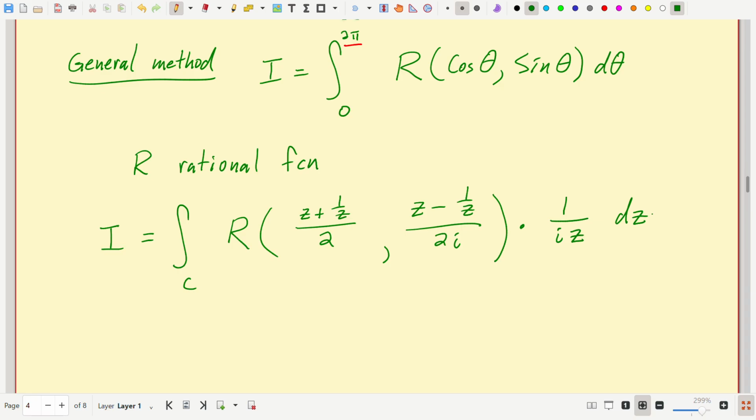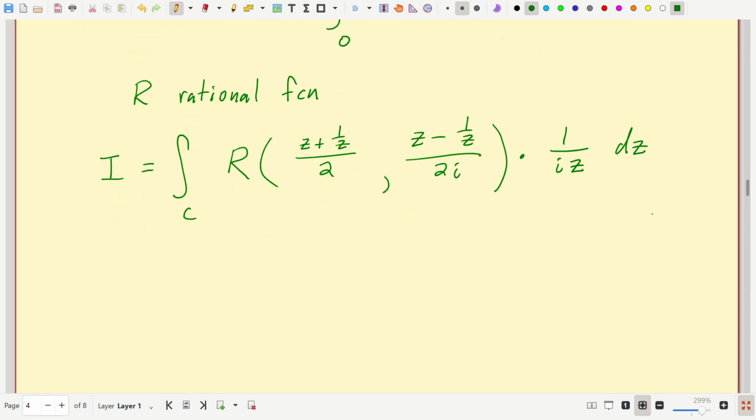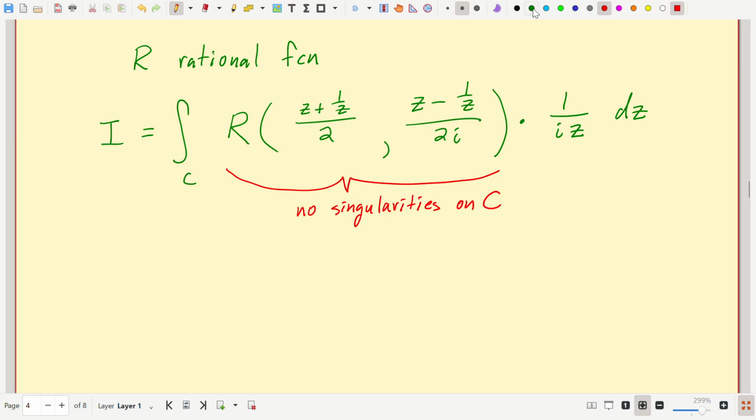And so if this has no singularities on the unit circle, which often it doesn't, it would have finitely many singularities inside. If that has no singularities on C, then this would be equal to 2 pi i times the sum of the residues. And it'd be the residue of that function on the inside.